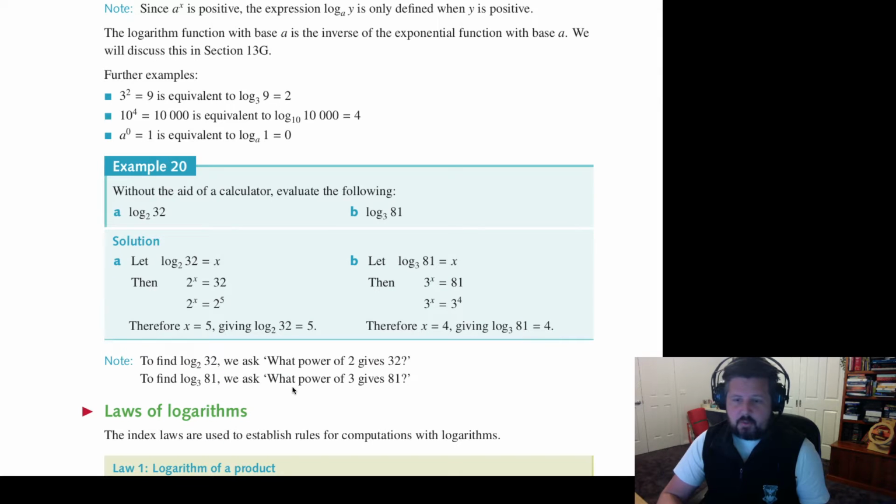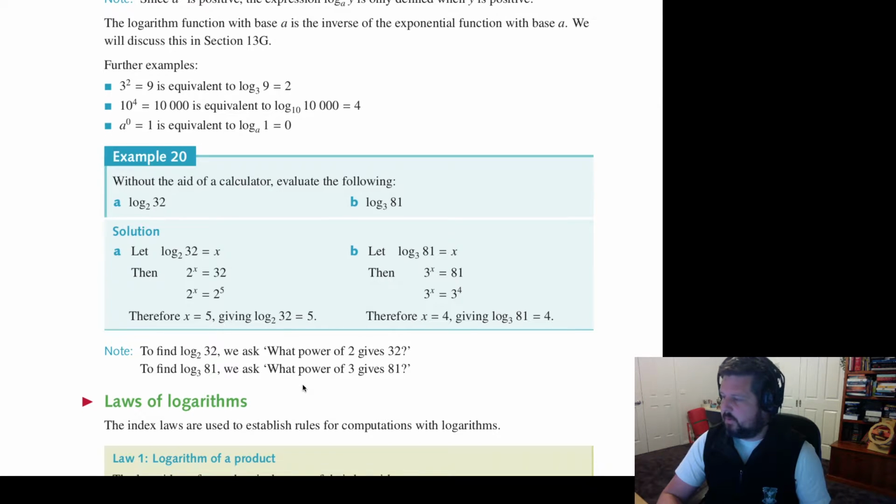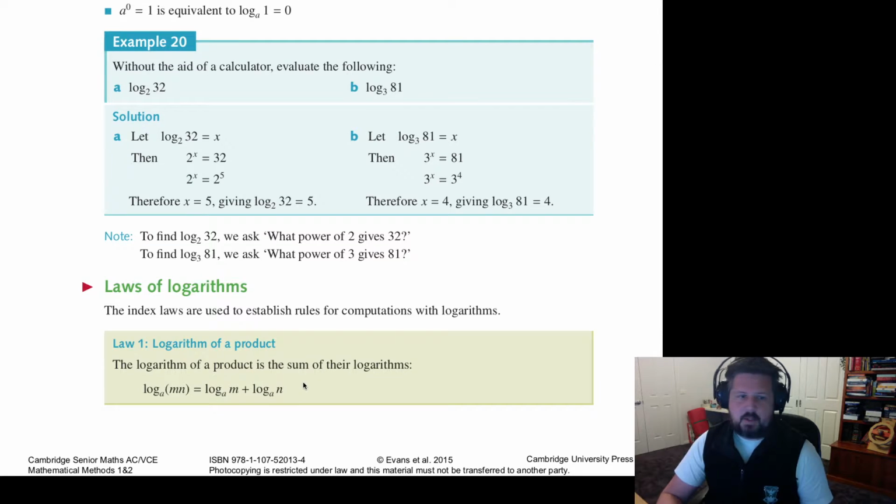Yep. Now, the good news is there are some laws regarding the logarithms. They are fairly similar to the index type of laws, so we'll quickly smash through these. So again, you've got the first logarithm law, the product law, where the logarithm of a product is the sum of their logarithms. So here we've got the log of mn to base a. Obviously they're multiplied together. It's the same as the log of m to base a plus the log of n to base a, adding them.